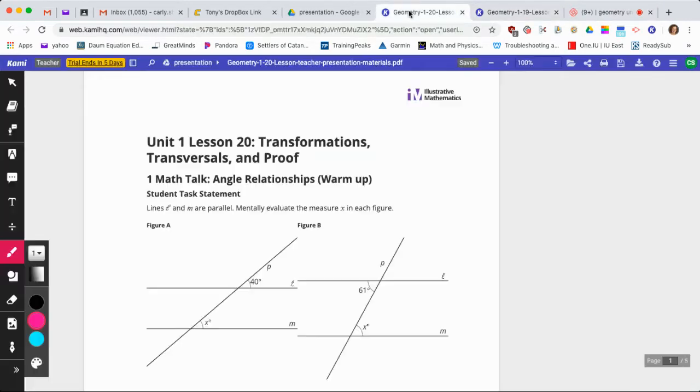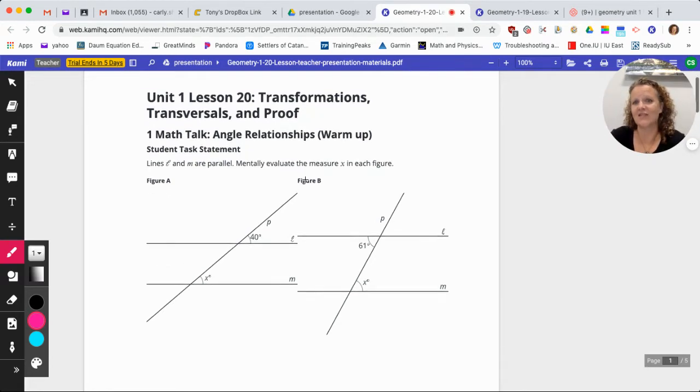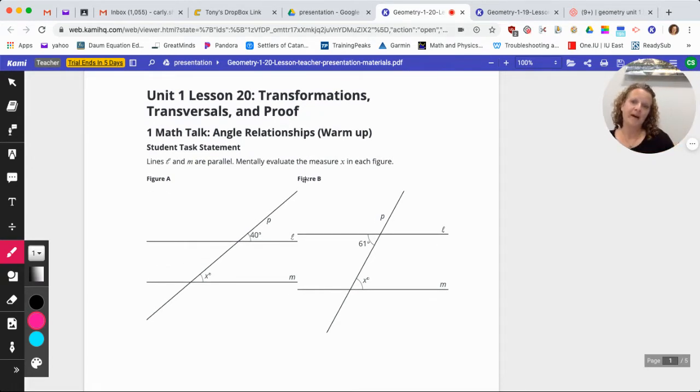All right, we are in lesson 20, transformations, transversals, and proof. So let's talk a little bit more about angle relationships. This is always one of my favorite parts about geometry, the angle relationships, because it can be a little bit fun, in my opinion. I know I'm a math teacher, but I think it can be a little bit fun.